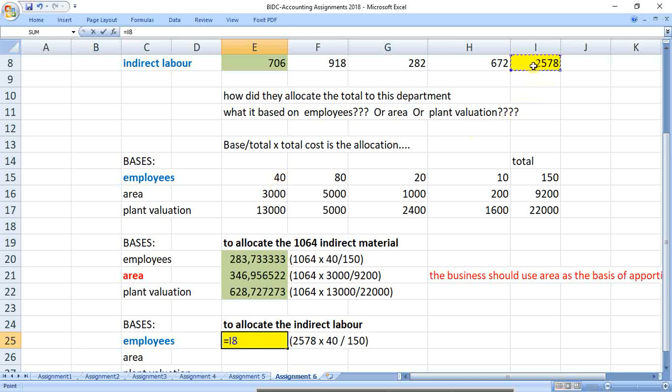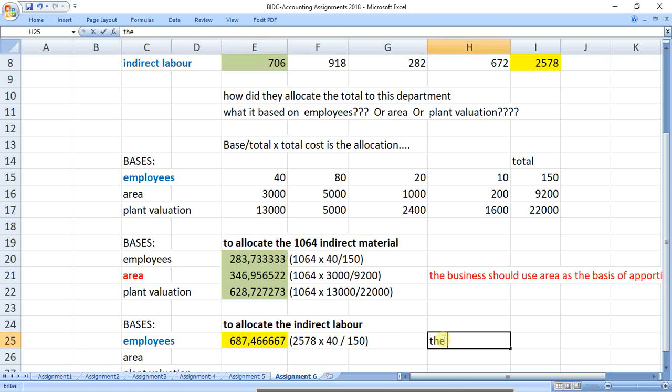So it's that total times that number of employees divided by that total number of employees. So 678. Okay, so how much have I allocated in terms of indirect labor? Well, the question gave us 706. That's how much they've said they've allocated. I believe they should use employees, so let's write that down.